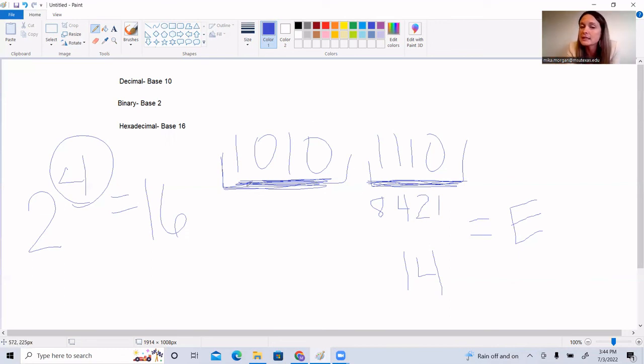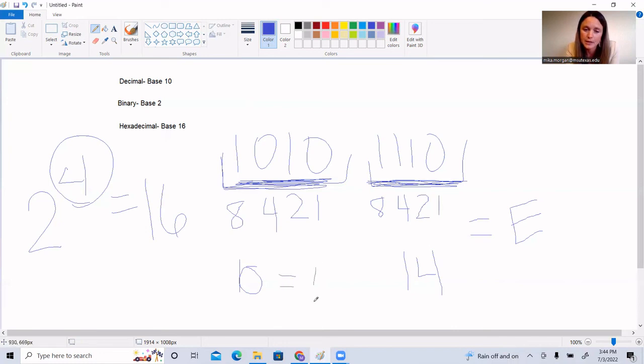So I say, what is this number? Start with your place value. This is 1, 2, 4, 8. What numbers do I have? 8 plus 2. This is the number 10. Well, how do I represent a 10 in hexadecimal?